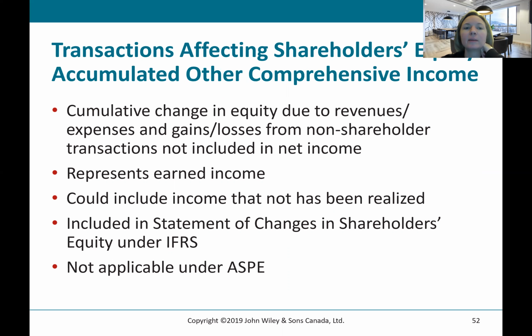So what transactions impact accumulated other comprehensive income, which is a component of shareholders' equity? Well, there are cumulative changes in equity due to revenue, expenses, and gains and losses from non-shareholder transactions included in net income. Our net income, of course, is going to increase shareholders' equity. Our earned income is going to increase equity through the equity section. Some income hasn't been realized, and this account is included in the statement of changes in shareholders' equity under IFRS, but there is no AOCI under ASPE.